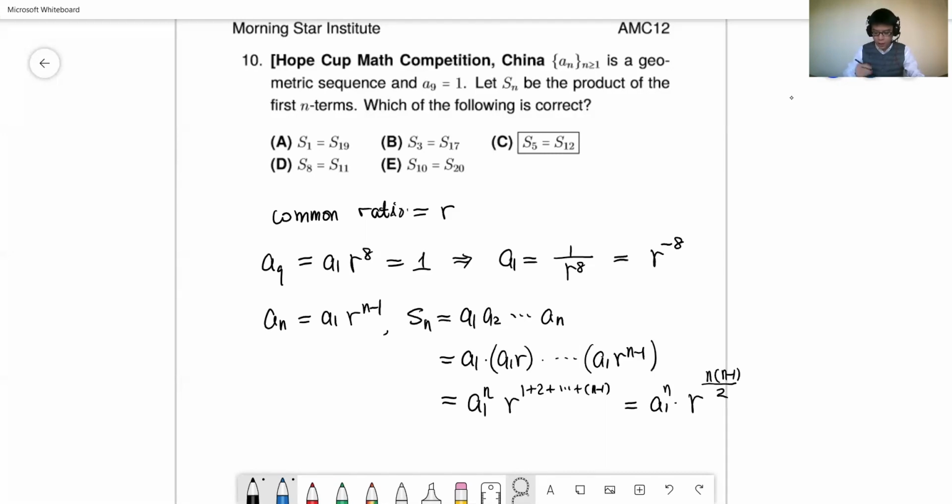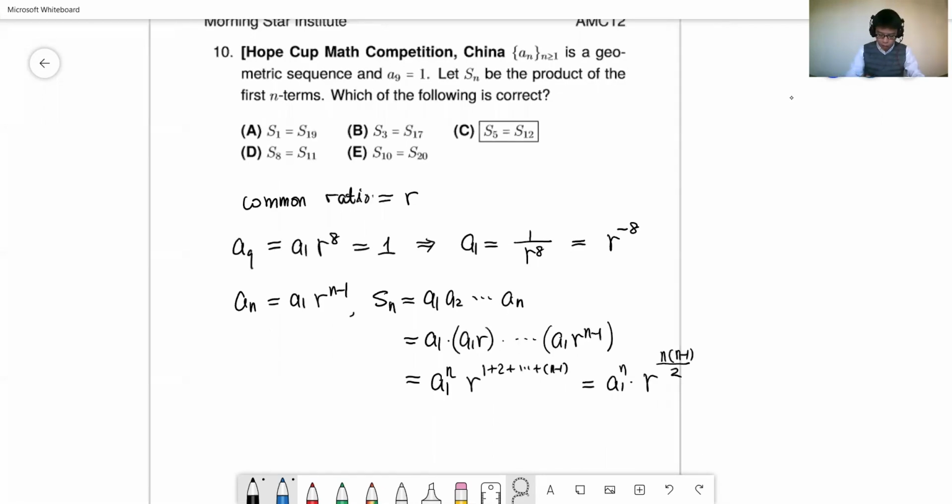And note that A1 is also a function of R. So let's write everything in terms of R. So this is R^(-8n) times R^(n(n-1)/2). And then we can combine these two exponents.